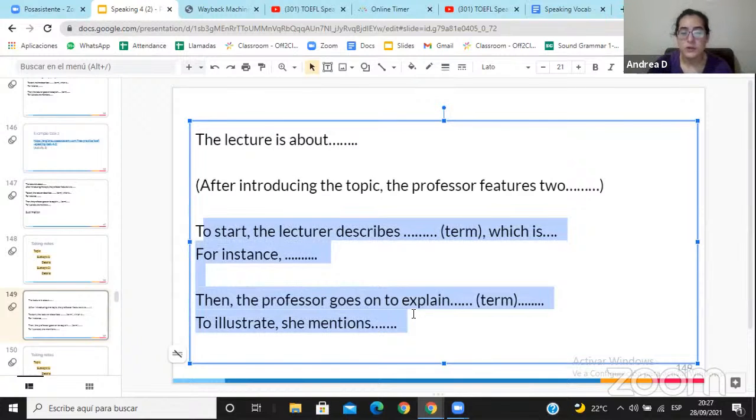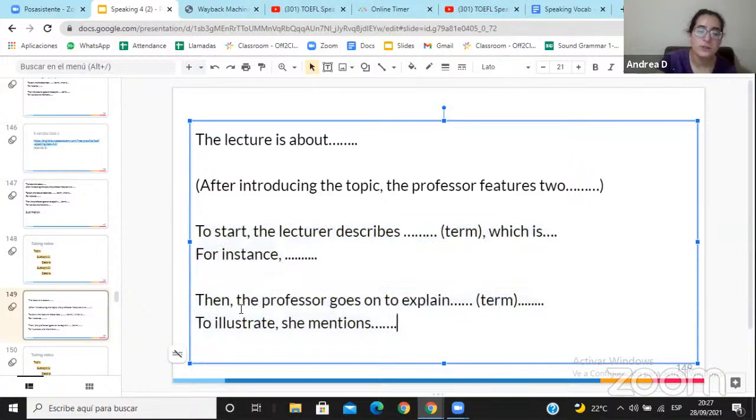subtopics are. So you say, "To start," or "First, the lecture describes reliability, which is when a product works the way it should, the way it's expected to work, when it doesn't have defects maybe." For instance, and then you go with the example. Cars: a car is said to be reliable when it lasts a reasonable amount of time, when it doesn't need repairs, you don't need to take it to the mechanic constantly.